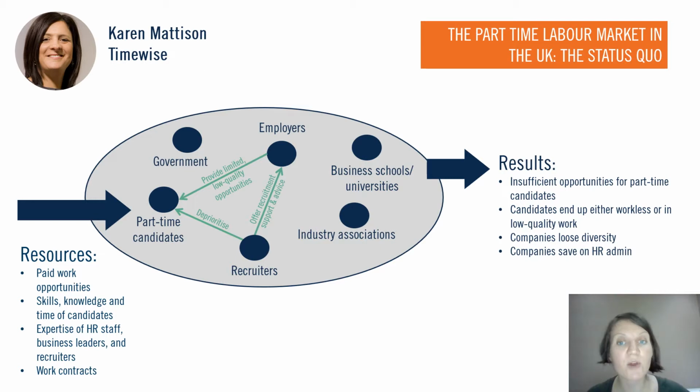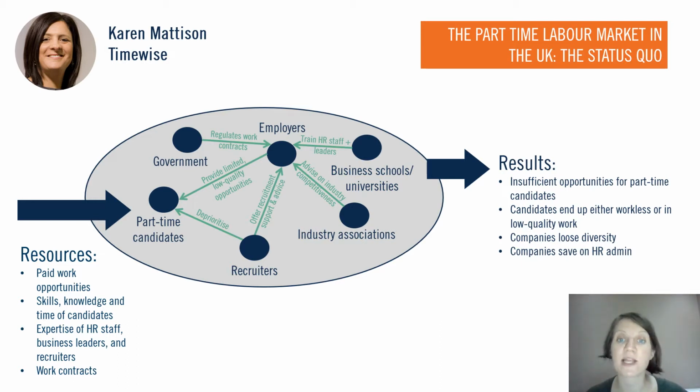Now, the remaining three roles all influence the behavior of employers. Industry associations set standards for competitiveness, which have an impact on employers. The government regulates the kind of work contracts that employers can offer. And the business schools and universities train the HR staff and business leaders that make decisions about hiring. Thereby, they also have an influence on the decisions employers make about part-time candidates.